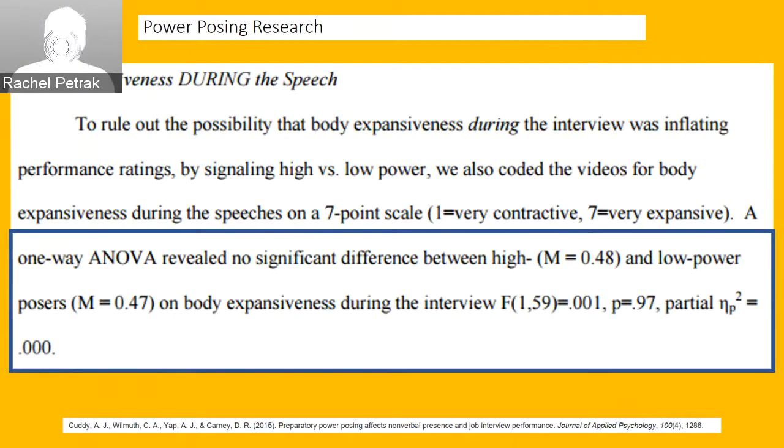And this is another great example of a no difference statement. They revealed no difference between high and low power posers on body expansiveness, our dependent variable. So we see no difference: again, both groups in our independent variable are identified, their means are provided, and the dependent variable is detailed. And always the statistics afterwards.